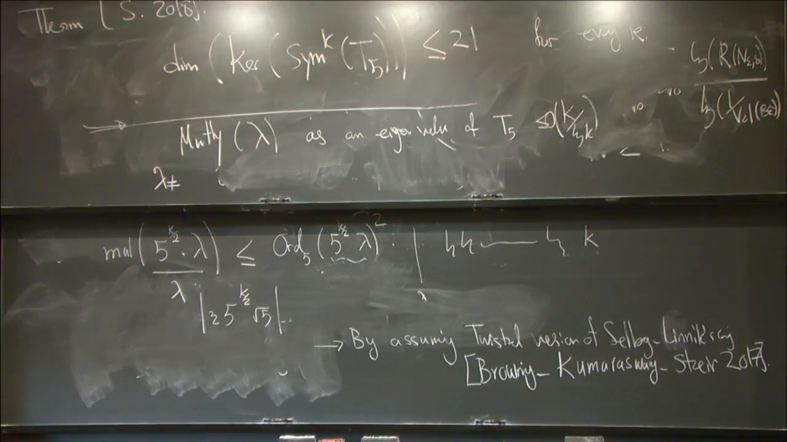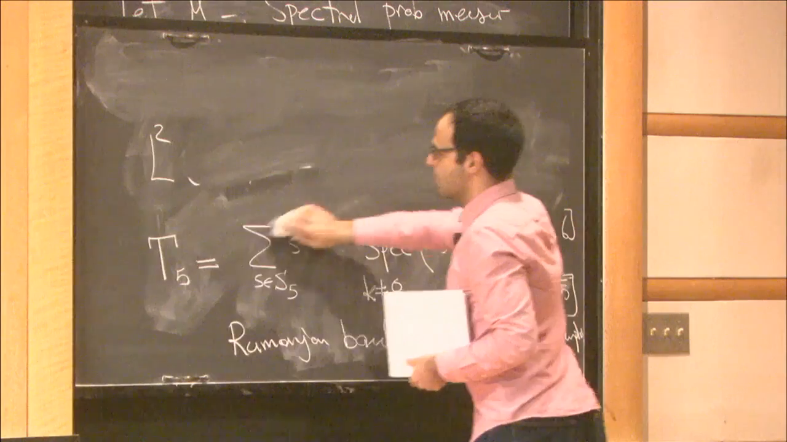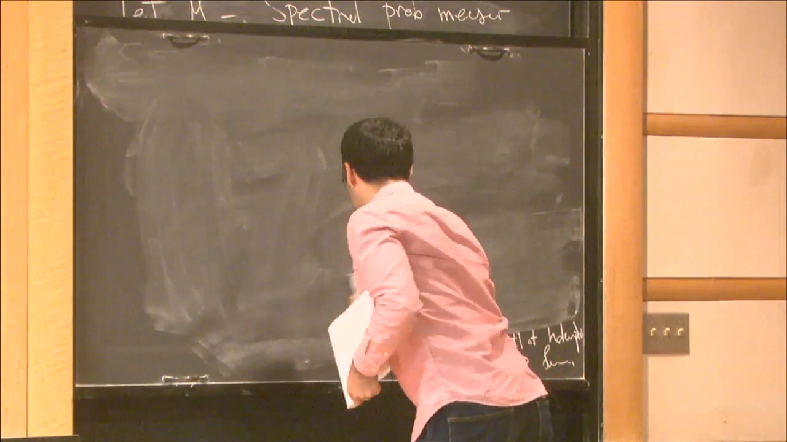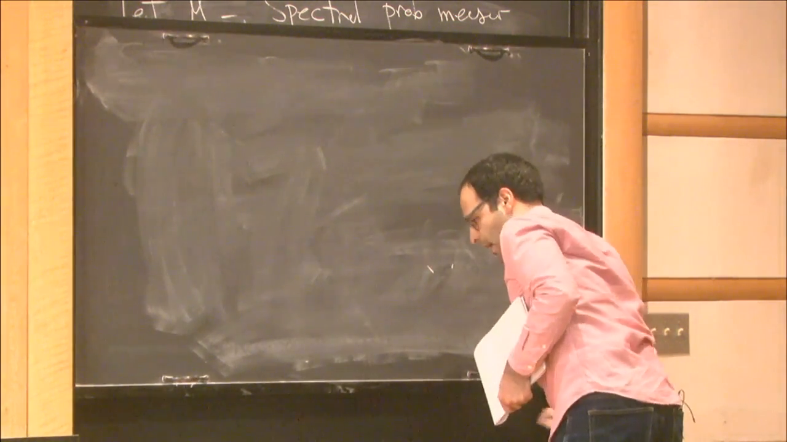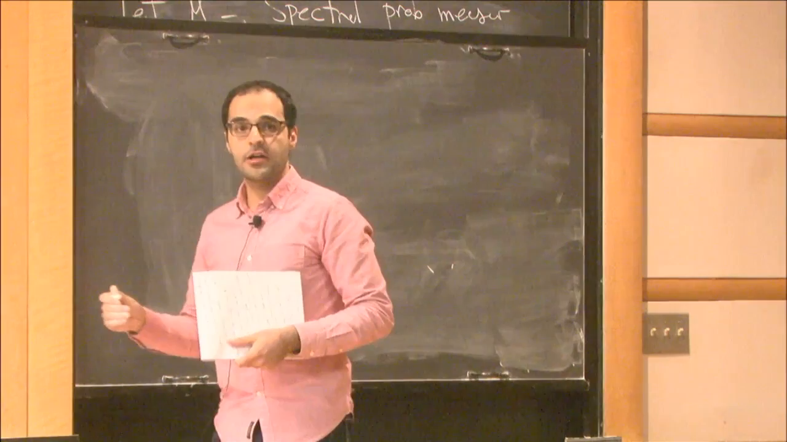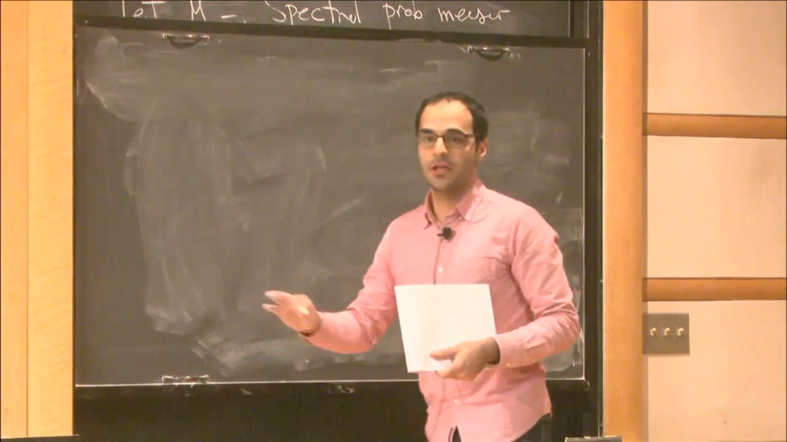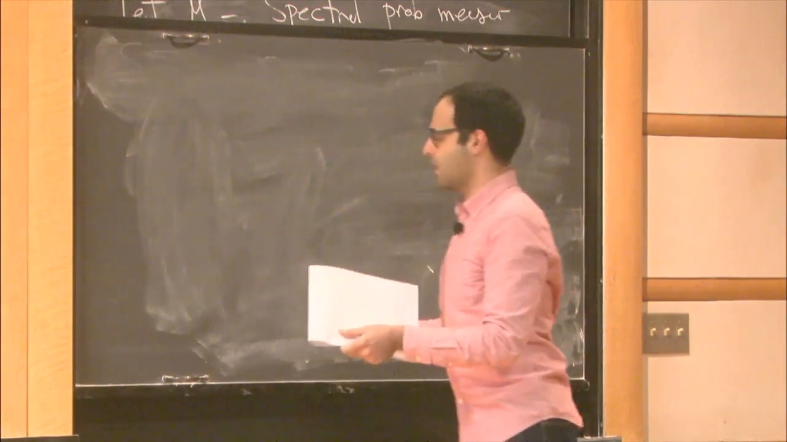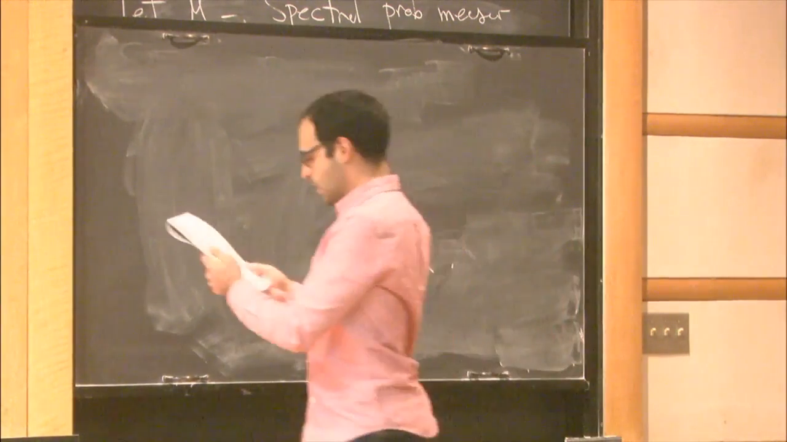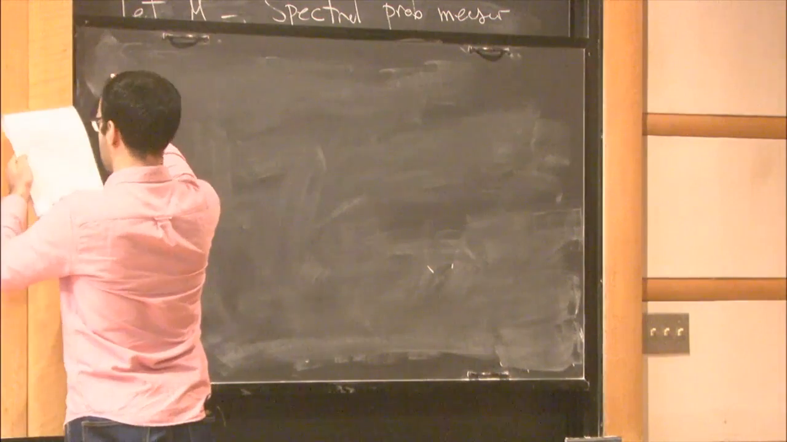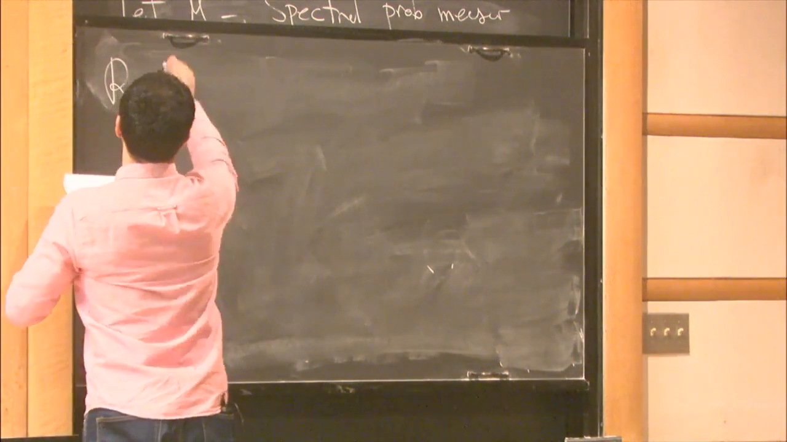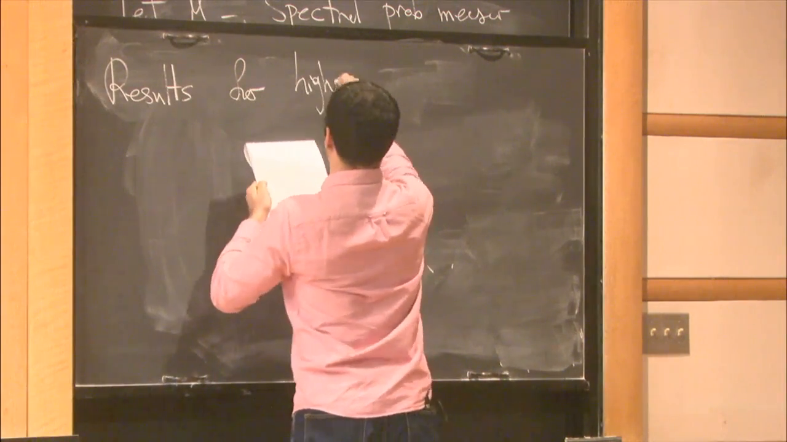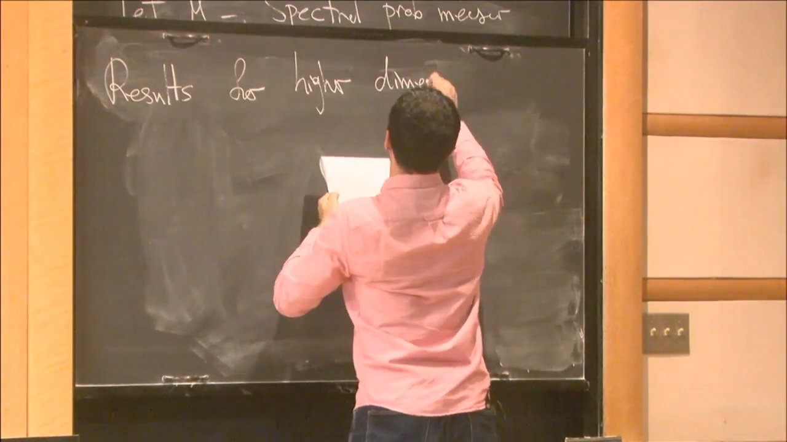So I'm going to go back to the integral points, and I'm going to discuss the known results for higher dimensions. So far we discussed S3, where we had Ramanujan. But for higher dimension, the orthogonal group does not satisfy the Ramanujan bound on the eigenvalues. So let me first mention the results for higher dimension.